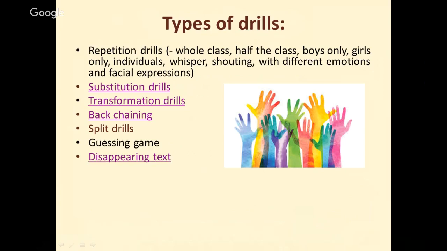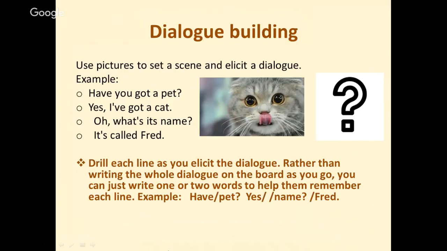Well, the next type of drill is dialogue building, and here also appropriate for lower levels and upper levels. Here is an example of one. The teacher elicits the dialogue, showing some pictures. Here I have a picture of a cat and a question mark. So we ask about the cat. Have you got a pet? Yes, I've got a cat. So what's its name? It's called Fred. But while eliciting, the teacher doesn't write the whole sentence, but just the prompts like this: have, pet, yes, name, and Fred. So students look at it.